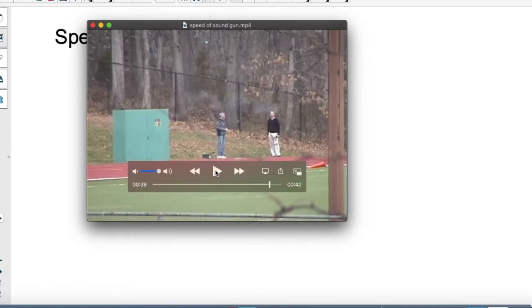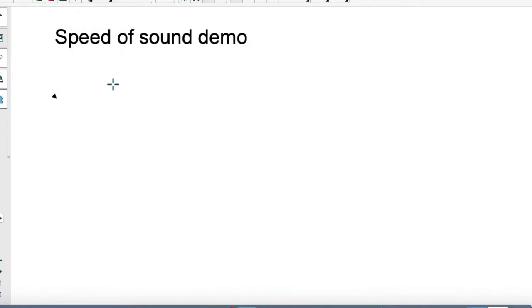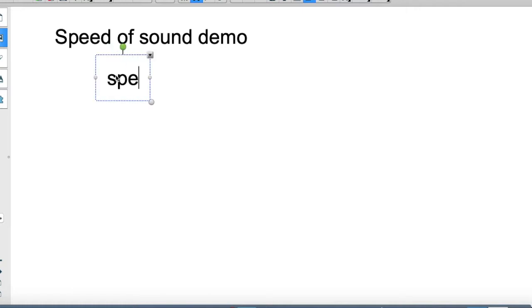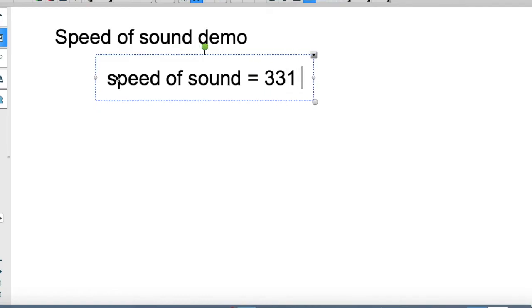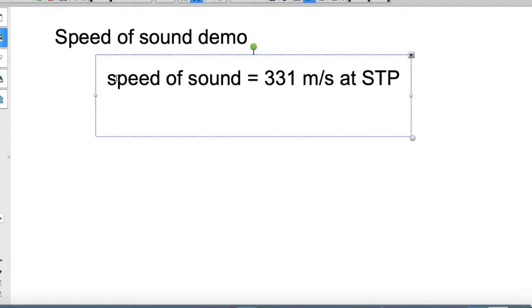If you know that distance and you know the time that it took the sound to get there, assuming that the light got to the camera almost instantaneously, then we can calculate the speed of sound. And that speed of sound ends up being very close to 331 meters per second, at standard temperature and pressure. So really at about 0 degrees Celsius.